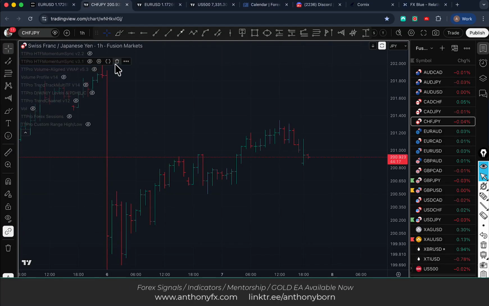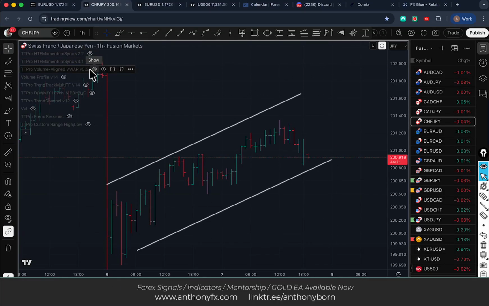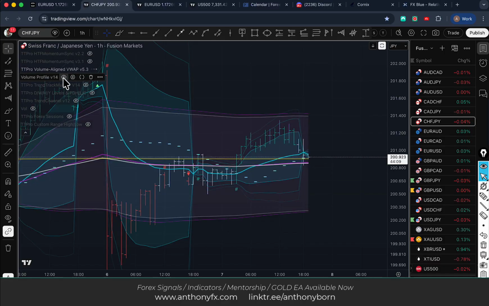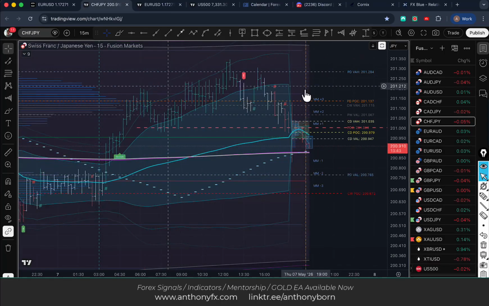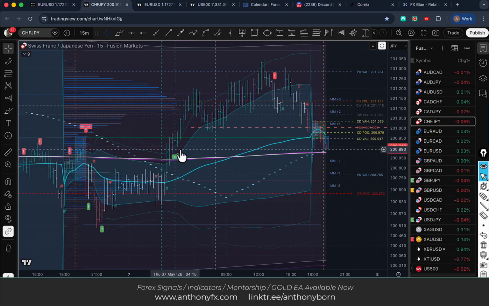So Swissy yen, I would run with that momentum. So I'm looking for VWAP, volume profile. Yeah, we're just into the Asian Open. That's the orange line. Yeah, it's a deep pullback.